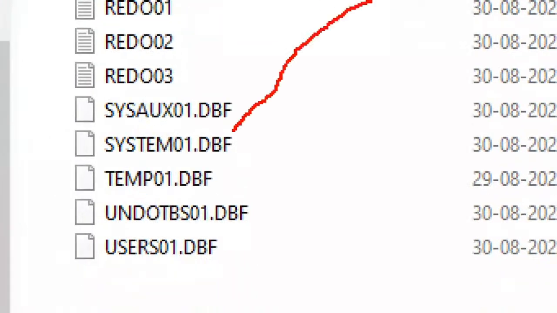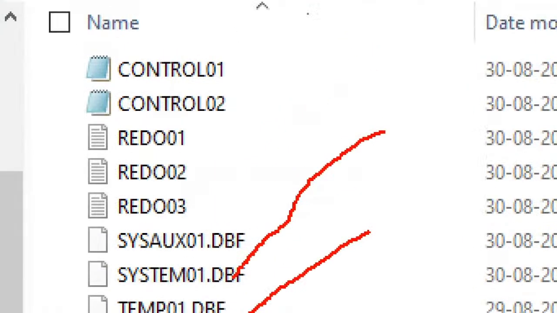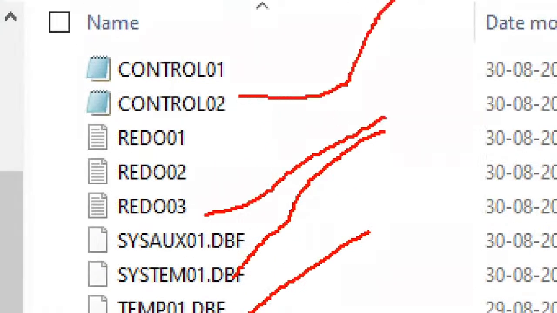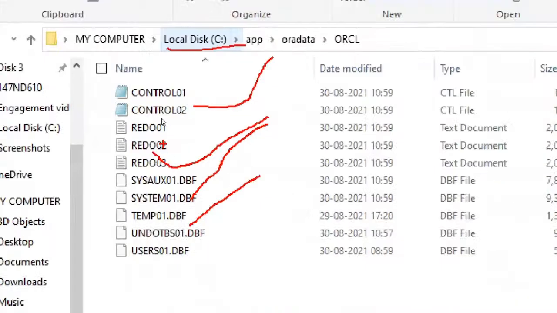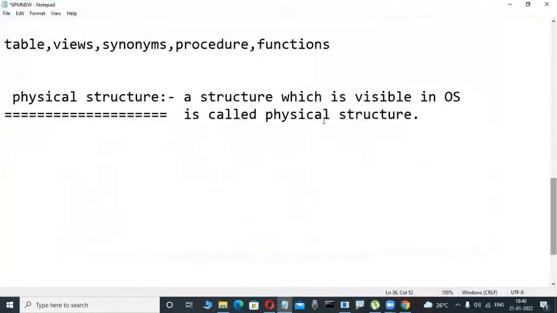These are data files, .dbf files. Okay, fine. What is this one? You don't have an idea. Later you'll be familiar. Here, control files, inner redo log files. These files are a structure which is visible in the operating system. Maybe some files are visible or not. That is called physical structure.